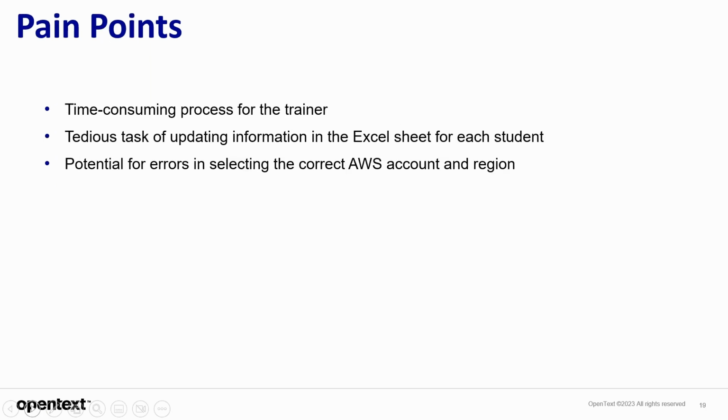So here the pain point is that it's a time consuming process for the trainer, and it is a tedious task to deploy a server, get back all the details, and update the Excel sheet for each student, and he has to maintain a complete Excel sheet. So there is a lot of possibility of errors, because he has to select the correct AWS account, and he has to update the Excel sheet. And if there is any mistake in the AWS account, then cost governance, cost optimization, and managing the account become a problem.